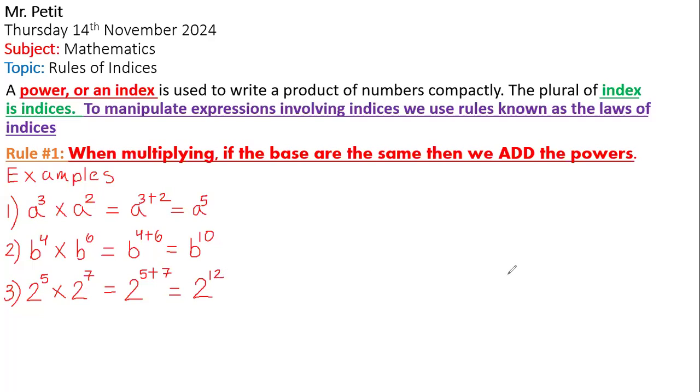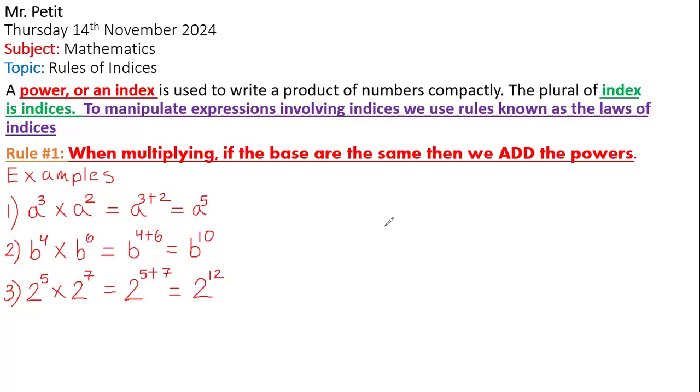All right, why did we do that? What's the rule? When you multiply and the base is the same, you add the powers. Very good. So in this case, the base is 2. The powers are 5 and 7. So we add 5 and 7. 7 plus 5 is 12.